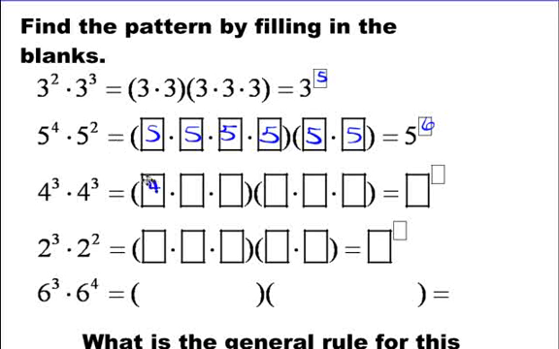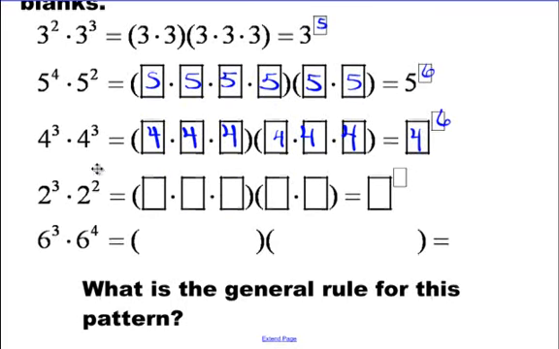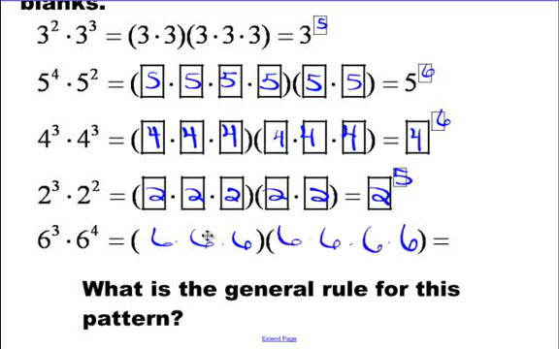4 to the third, 4 to the third: 4, 4, 4, 4, 4, 4, 4, 4, 4. So the base number is going to be kept as 4. If I have 1, 2, 3, 4, 5, 6, so 4 to the sixth power. 2 to the third, so 2 times 2 times 2, and 2 squared is 2 times 2, so our base number stays 2. I have 1, 2, 3, 4, 5 of them. Then 6 to the third, and 6 to the fourth. So I have 1, 2, 3, 4, 5, 6, 7. So 6 to the seventh.